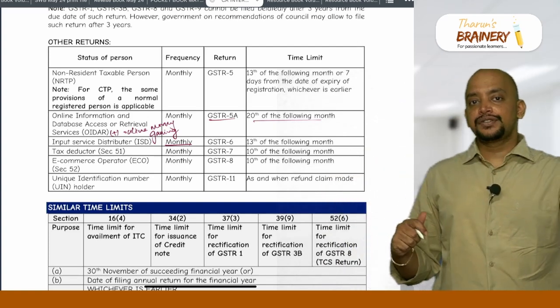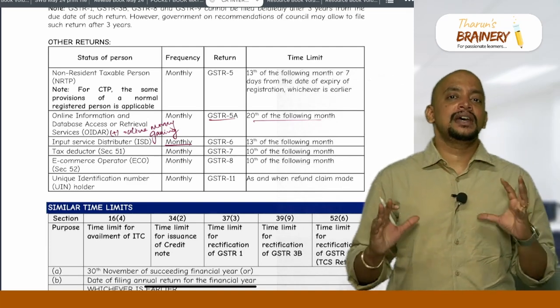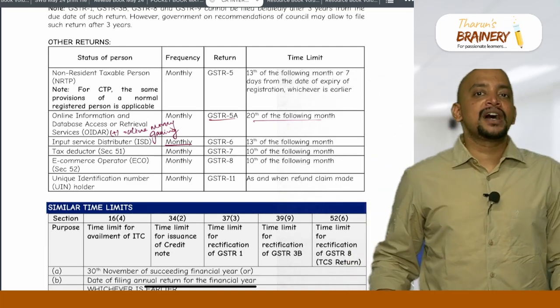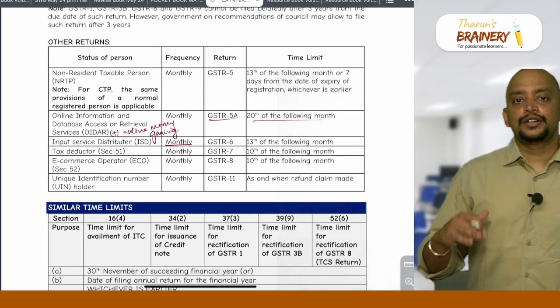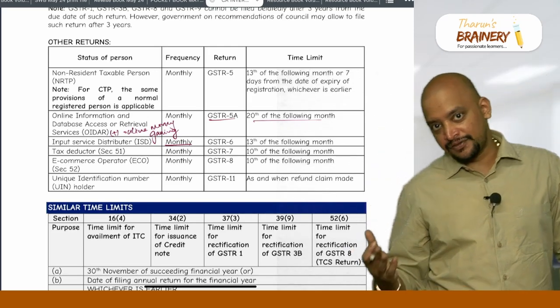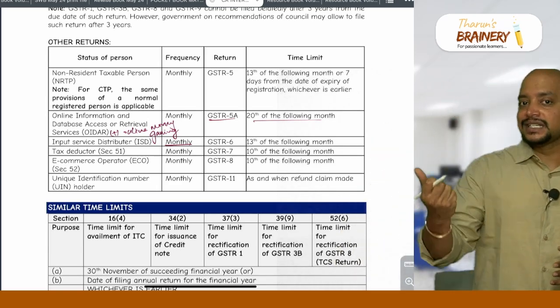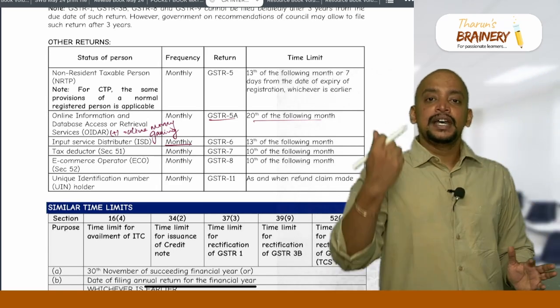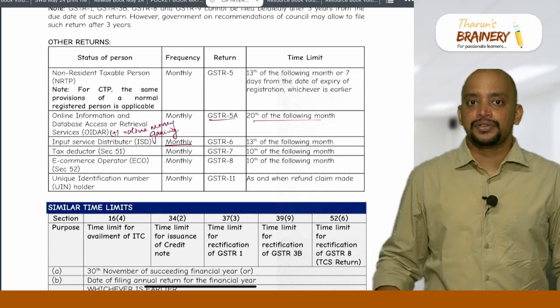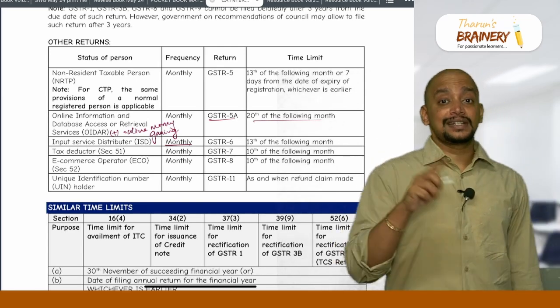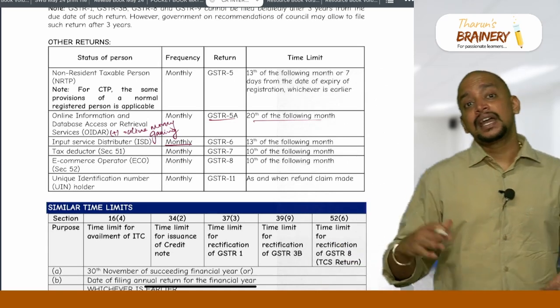So what will the input service distributor do? For example, there is a corporate office of MRF Limited, and an auditor who is providing audit services to MRF Limited will raise an invoice to the corporate office. They will take the ITC with respect to that audit services and distribute it to their factories or branches. So what is the return that the head office is required to file? GSTR 6, by when? 13th of the month following every month.